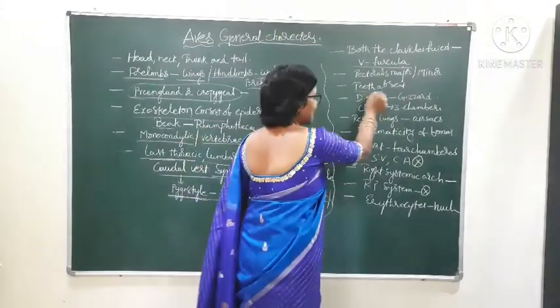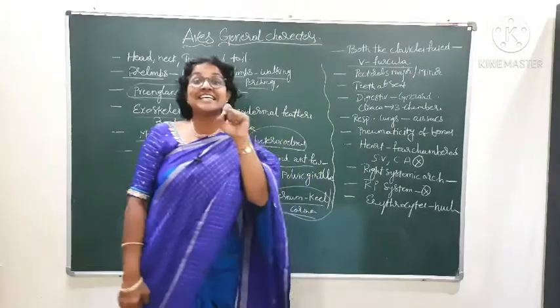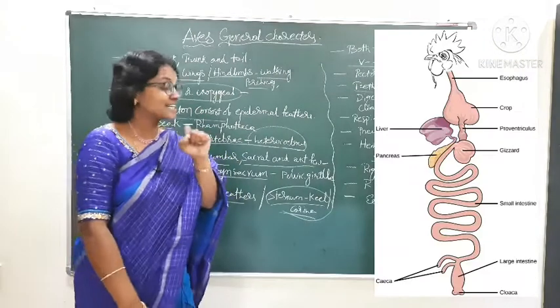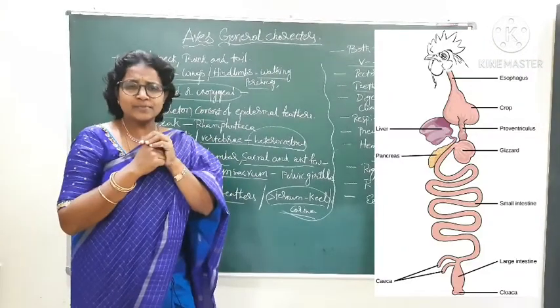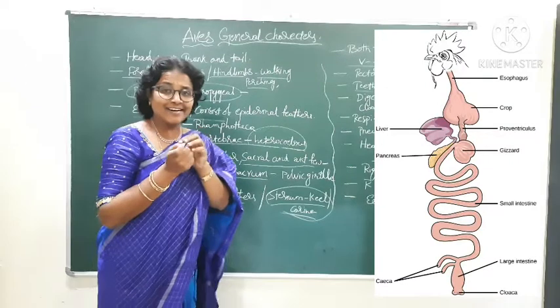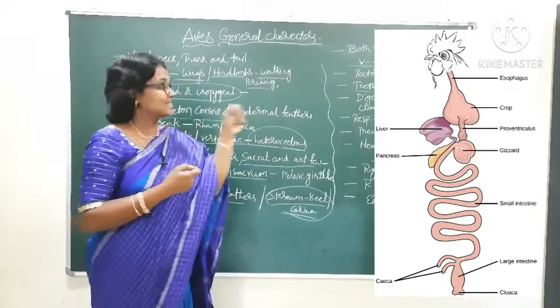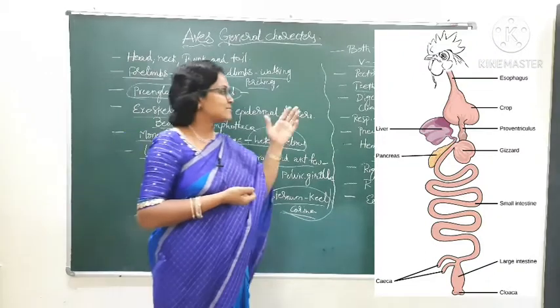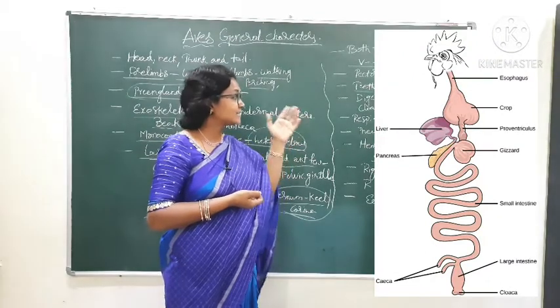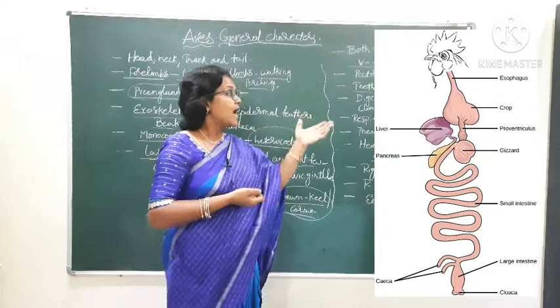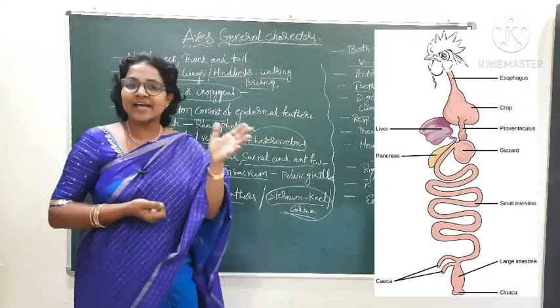Teeth are absent. Digestive system with the gizzard. That gizzard, if you observe, the bird can take stones also. Those stones are ground in the gizzard. Grinding takes place in the gizzard. That's a peculiar character of the digestive system of birds. And the cloaca is a chamber, like reptiles.